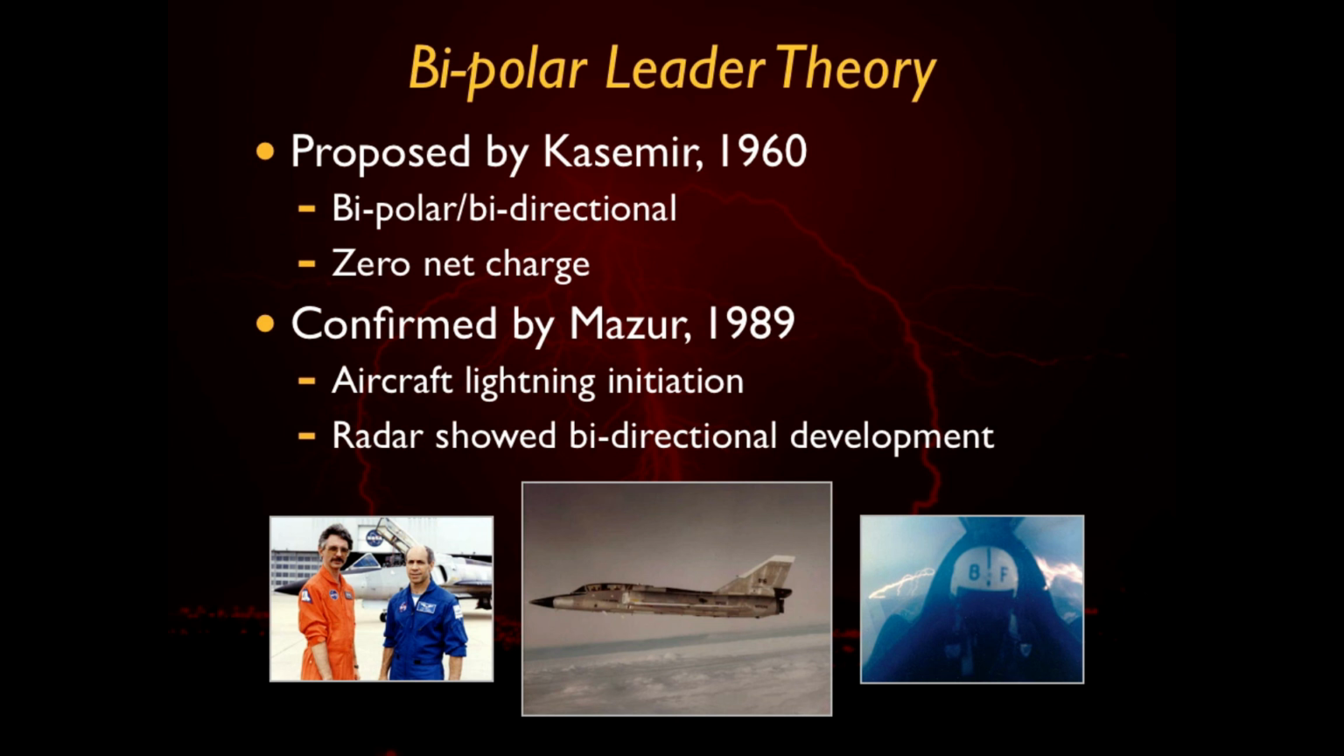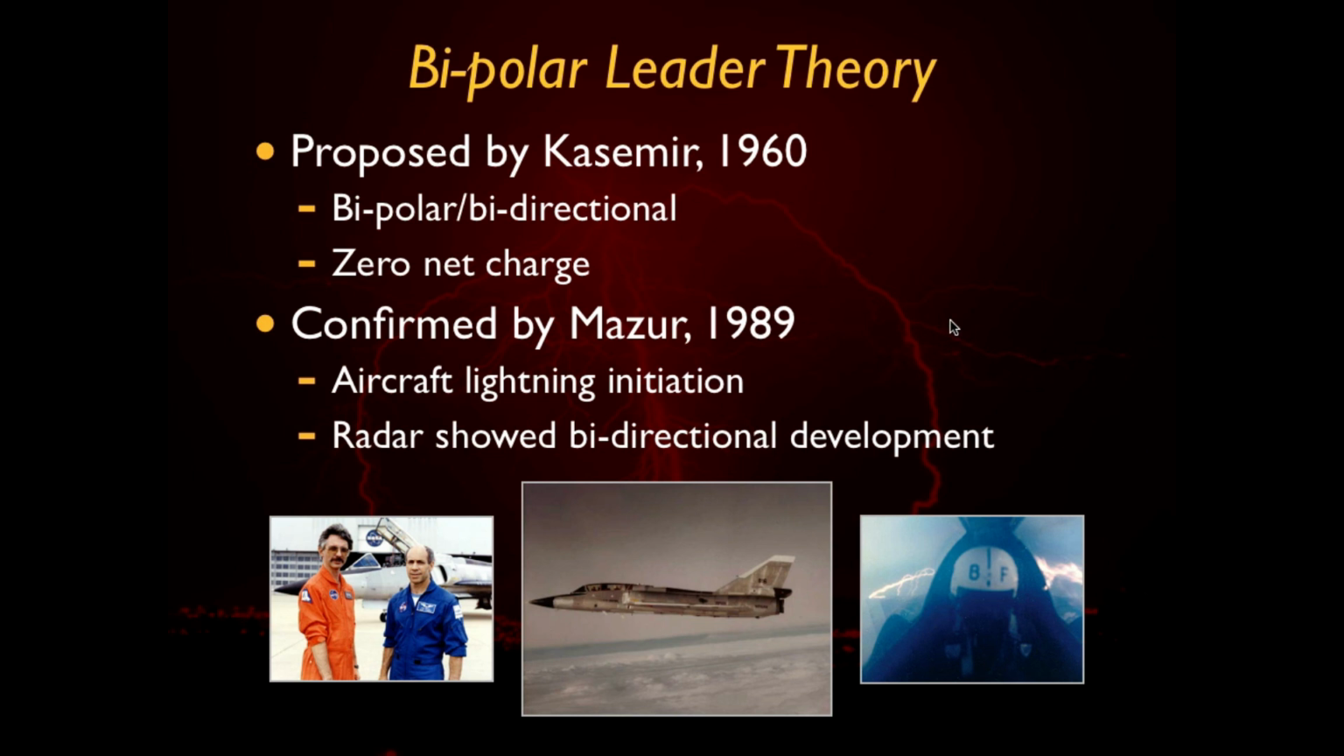During the 1980s, there was an F-106 aircraft that was flown through thunderstorms specifically for the purpose of being struck by lightning. This was piloted by the gentleman on the right here, and the gentleman on the left was the engineer or research scientist that sat in the back seat. And this aircraft was struck numerous times.